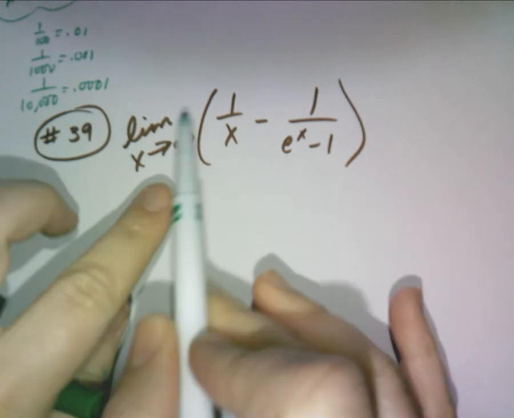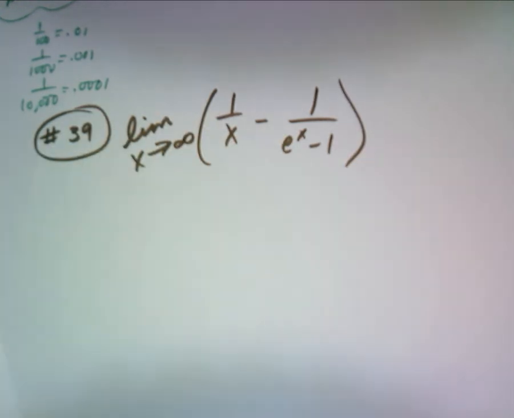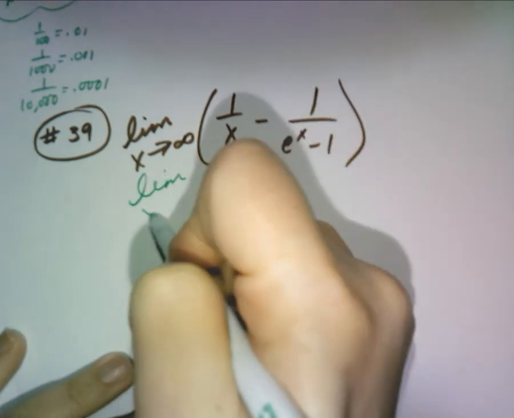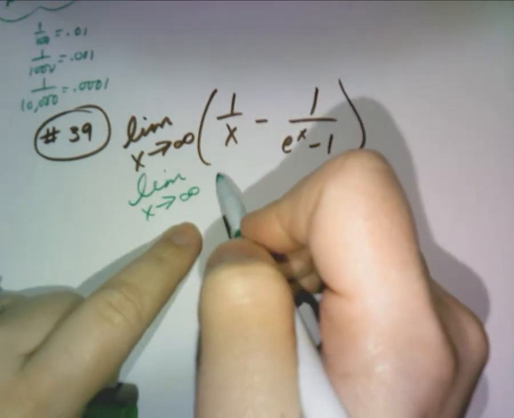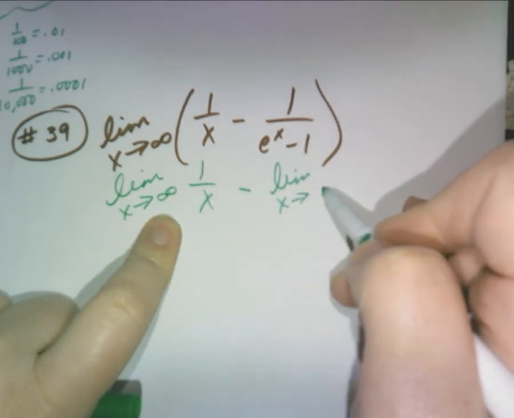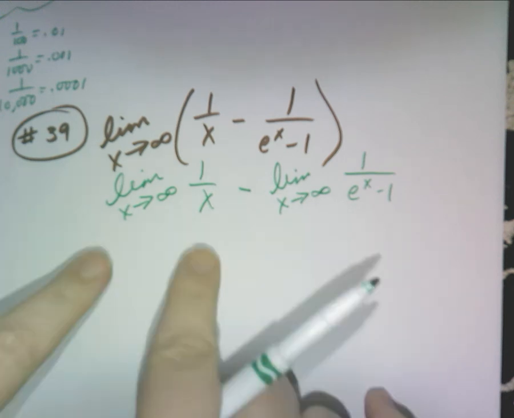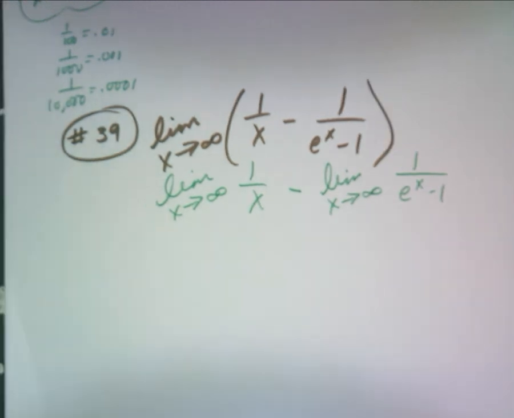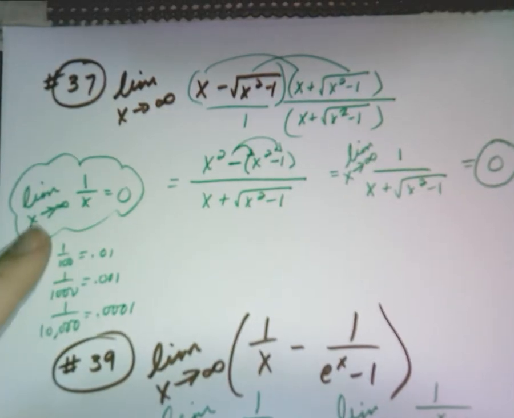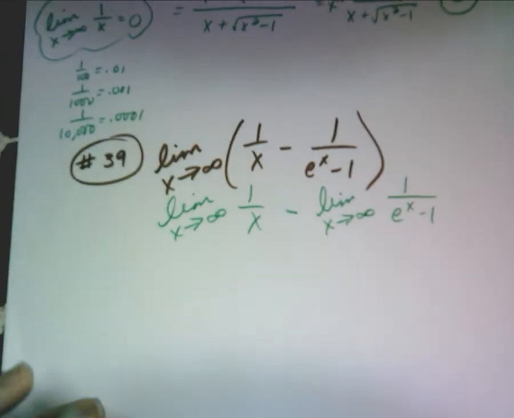Okay, if you don't remember, for the limit outside of an addition or subtraction, I don't want to say distribute the limits, but you are allowed to separate the limits. You can say, oh, the limit as x approaches infinity of 1 over x minus the limit as x approaches infinity of 1 over e to the x minus 1. You can distribute the limits, quote unquote. Does that make sense? Yes. Does this look familiar to you? This is what I just did right here. Oh, so that goes to 0. Boom.